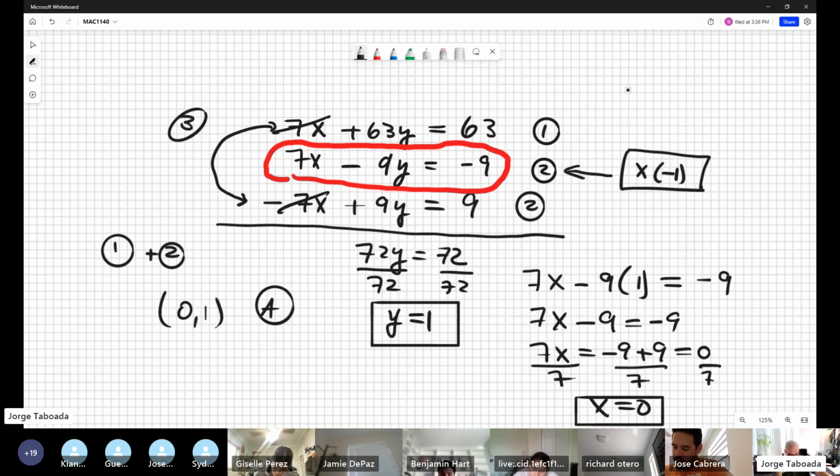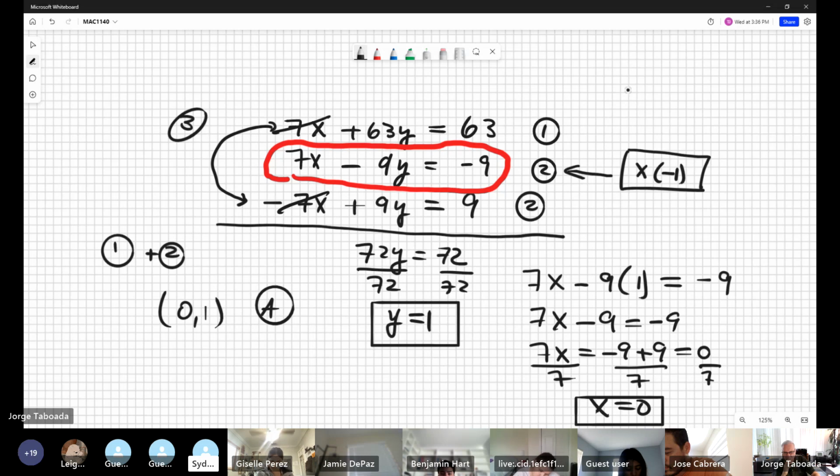Okay? Professor, go ahead. Did you change equation 2 so that you could get rid of the x? Say again, I don't understand very well your idea. I wanted to clarify that you changed equation 2 to negative so that you could get rid of the x, right? That was the intention.